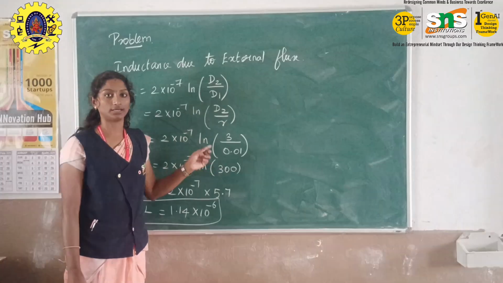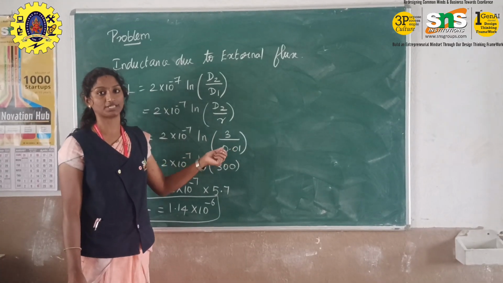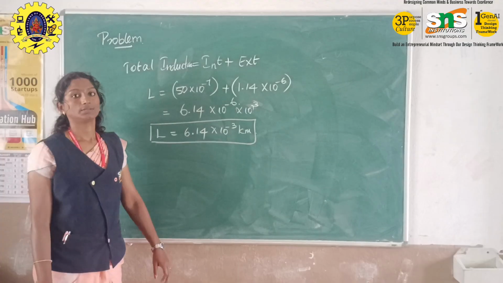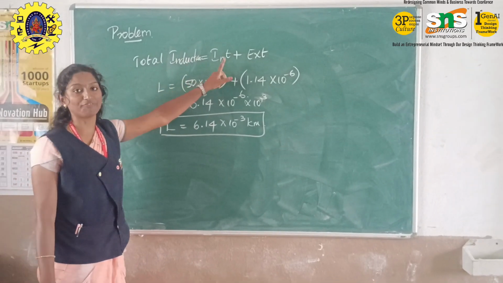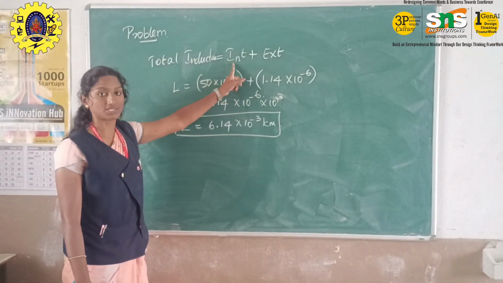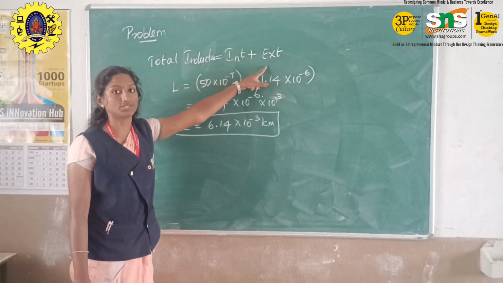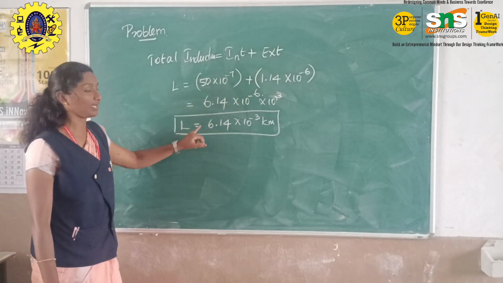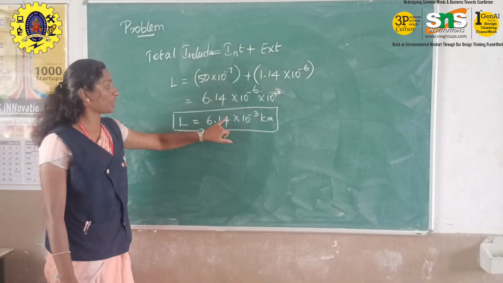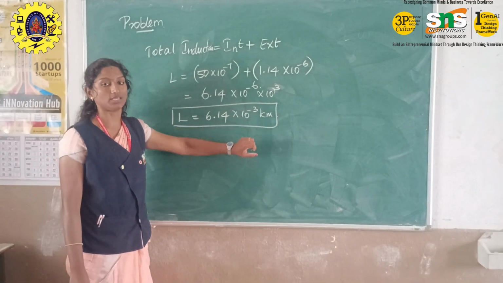The final step is to calculate the total flux. We have to add both the internal flux and external flux values. Now we calculate the total inductance, which is the sum of the inductance due to internal flux and the inductance due to external flux. By adding these two values, the final inductance value is 6.14 into 10 power minus 3 per kilometer.